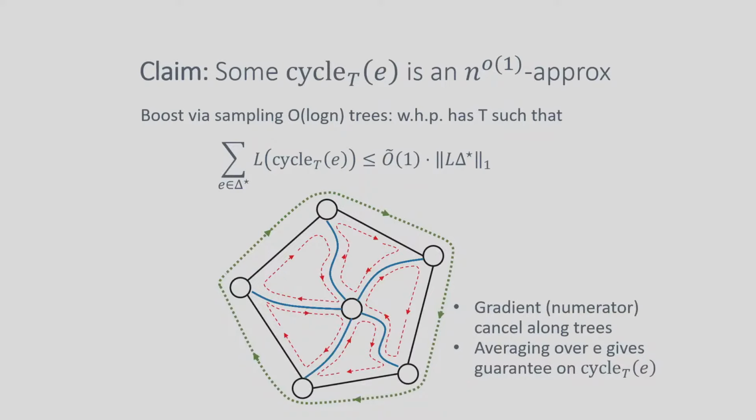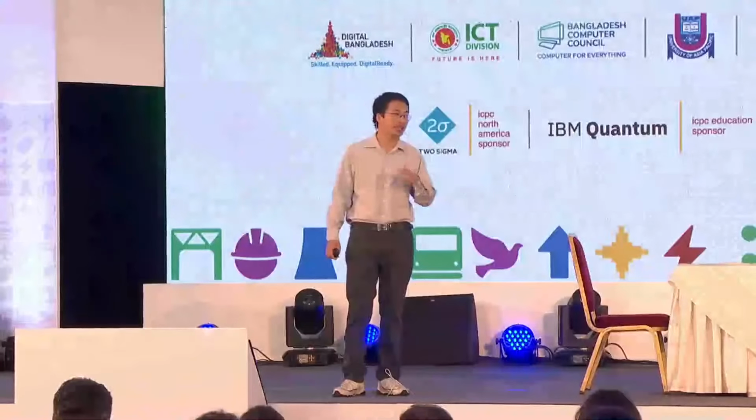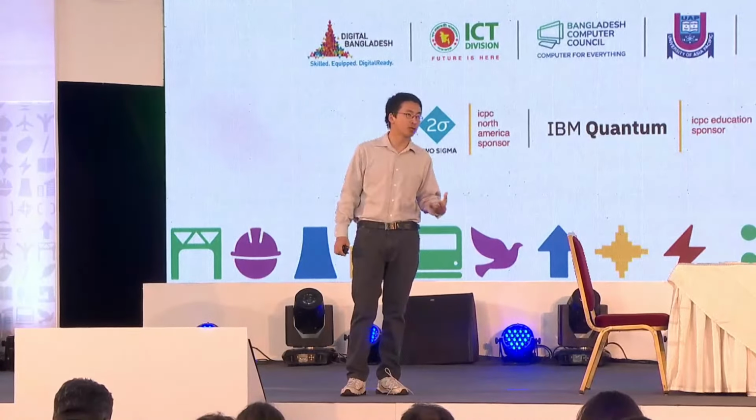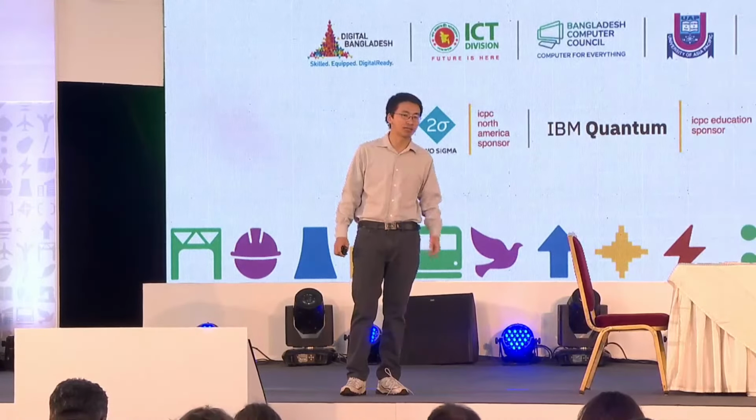And then the main thing is the gradient term, because the gradient term is just a dot product. If I traverse it forward, backwards along a tree edge, it's going to cancel. So if I look at the gradient and how the tree affects the gradient, that's all going to become 0. So the gradient cancels, which means that if I look at the average over all the edges on the cycle, the best off-tree edge is going to give you something that is good.